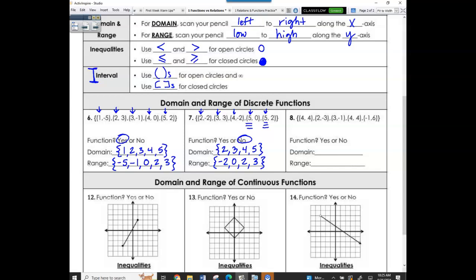All right. Number 8. Iana, is it a function? Yes or no? She said no. I'm going to draw arrows above it real quick, the x value, so we can keep track. All right, she said no. I'm going to agree with her.